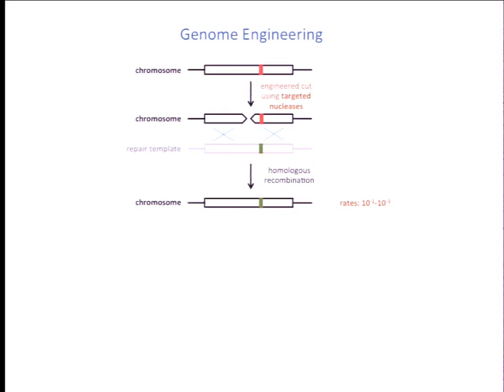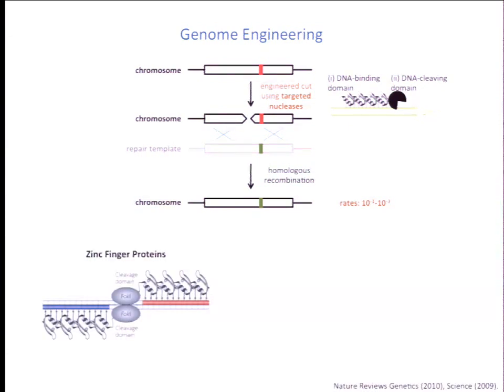And traditionally, these engineered cuts have been made using chimeric proteins. And these chimeric proteins comprise 2 domains. They comprise a DNA binding domain and a DNA cleavage domain. And these DNA binding domains have traditionally been programmable DNA binding domains, so this chimeric protein could be recruited to a region of interest. And these have come in basically 2 major flavors.